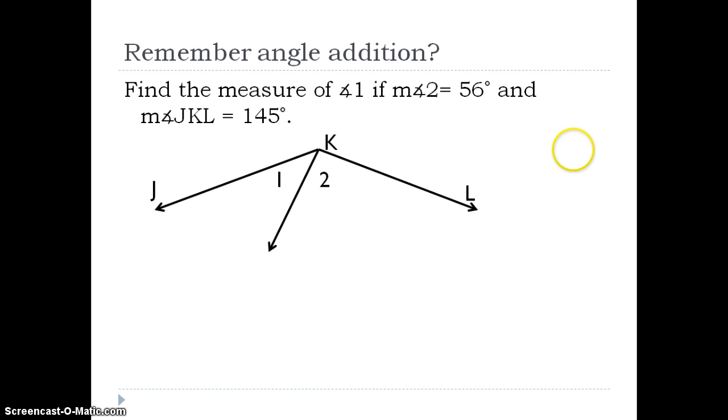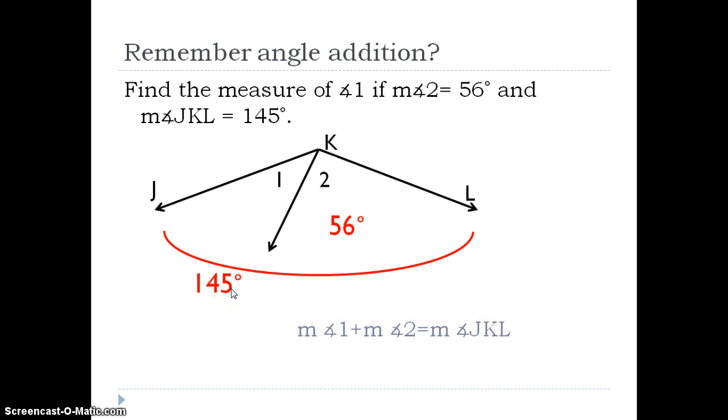So let's try an example of angle addition. Find the measure of angle 1 if the measure of angle 2 is 56 and the measure of angle JKL is 145. Well, to complete this, you would just need to subtract 56 from 145. So to set this up, we know the measure of angle 1 plus the measure of angle 2 equals the measure of JKL. If we plug in what we know, we then see that we need to subtract over this 56 degrees to get our answer. So your answer would be 89 degrees.